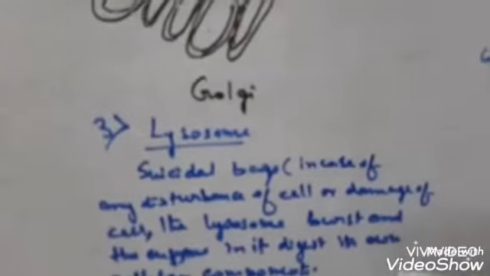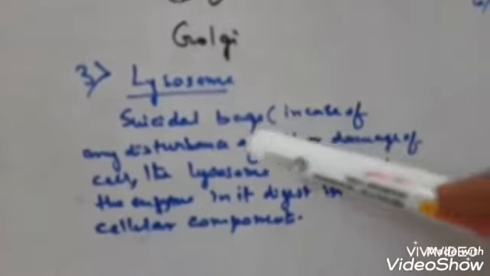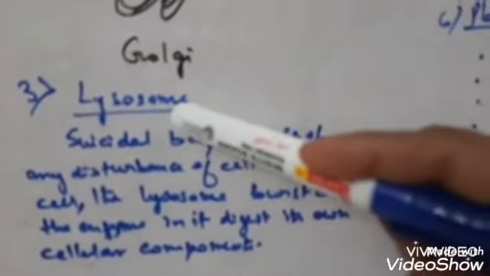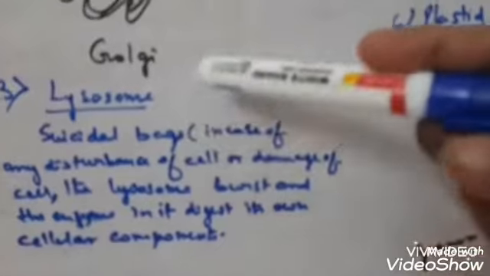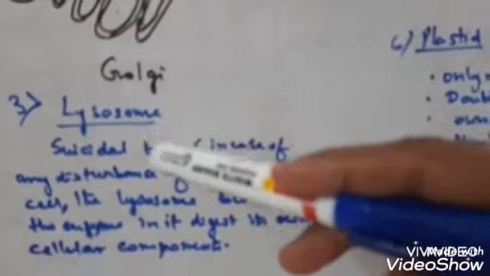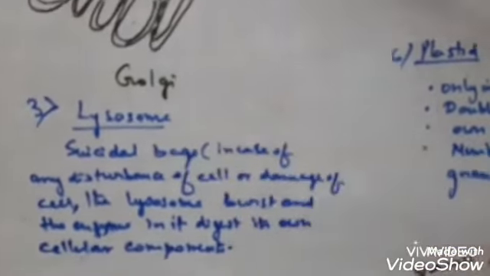The next cell organelle is lysosome. Now lysosomes are very important cell organelles which are known as suicidal bag or demolition squad. There are numerous names given to lysosome. Now they are formed from the Golgi.